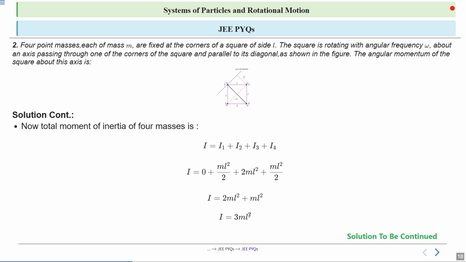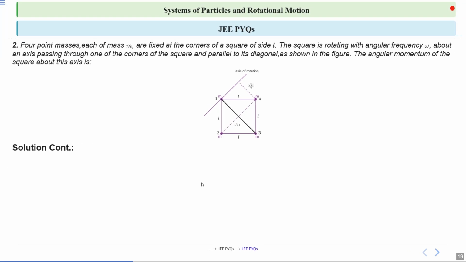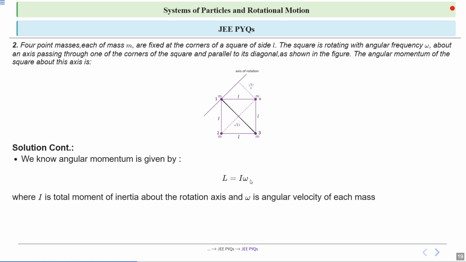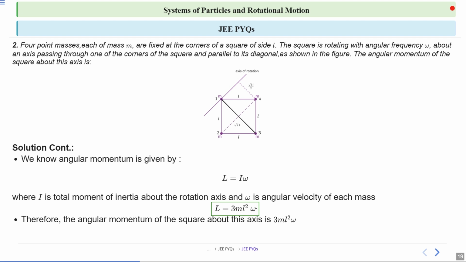Now we know angular momentum is given by L equal to I omega, where I is the total moment of inertia about the rotation axis and omega is the angular velocity of each mass. We know the value of I, so just put it here, that is 3 m L square. So the angular momentum will be 3 m L square omega. Therefore, the angular momentum of the square about this axis is 3 m L square omega.